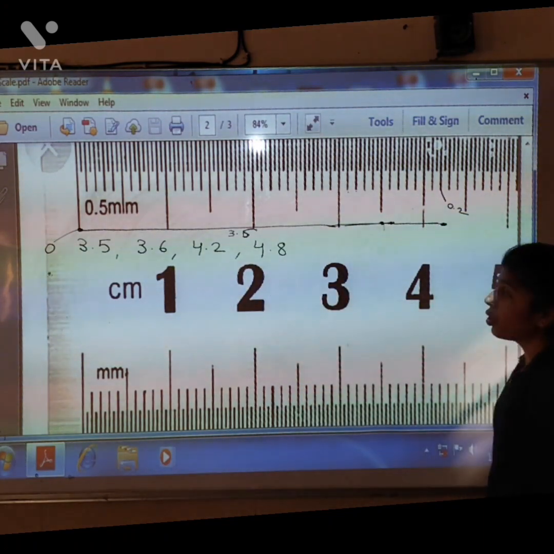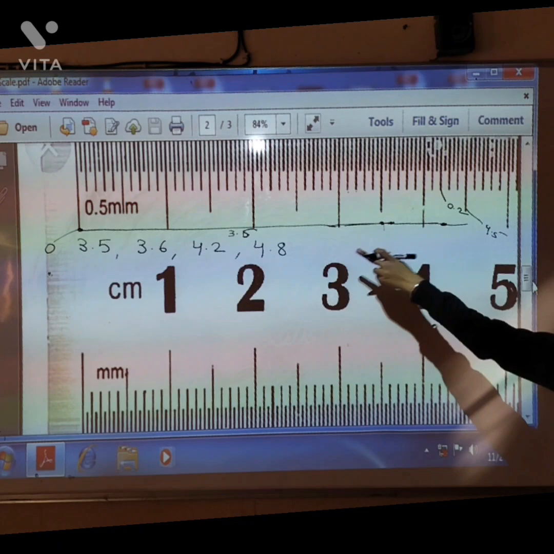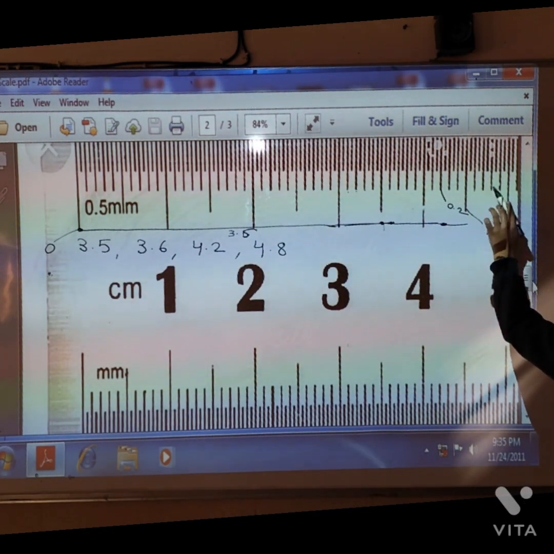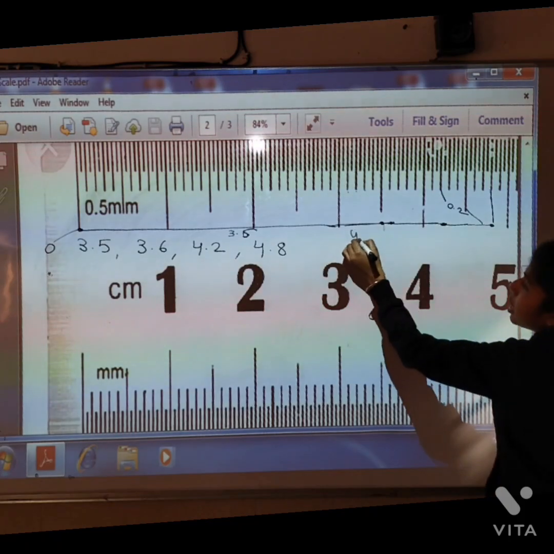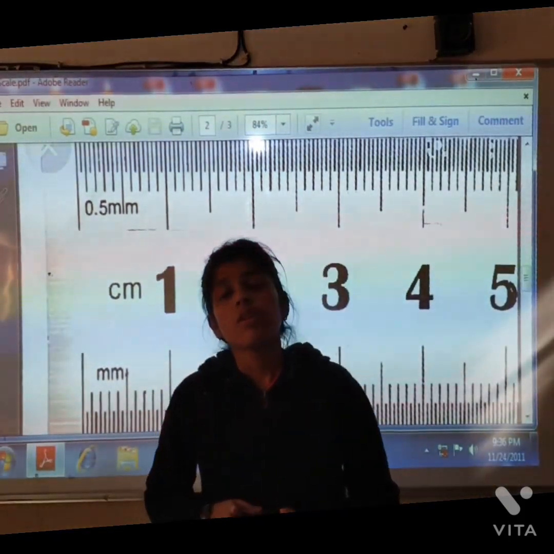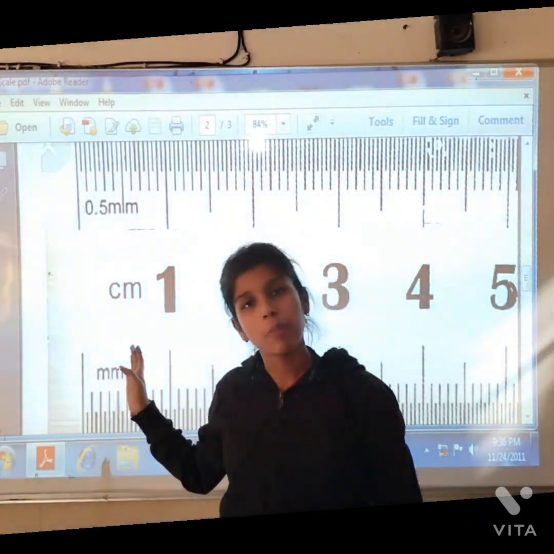Next one is 4.8. Here is 4.5. You have to extend till 4.8. So this is 4.6, 4.7 and this is 4.8. So this is the 4.8 part, 4.8 centimeter. So this is the explanation of how to measure a line segment with the help of a ruler.